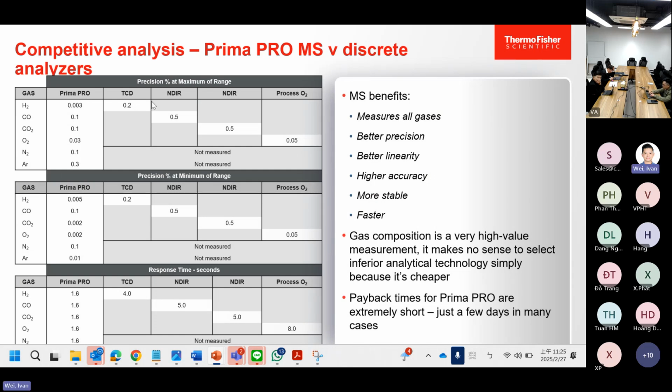As you can see here, I tried to do a quick comparison between different technologies compared to our Prima Pro. These gases are usually monitored at the steel manufacturer sites: hydrogen, CO, CO2, oxygen, nitrogen, or argon. The ratios can affect the quality of their steel. If the customers want to make low carbon steels, they'll have much better margins.